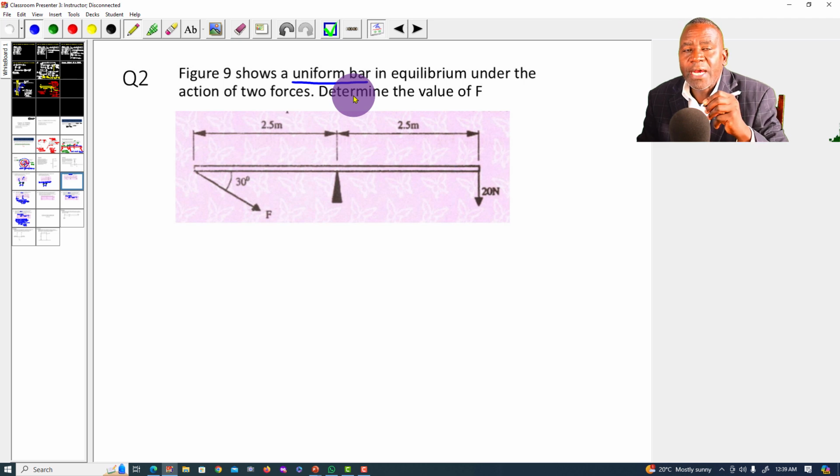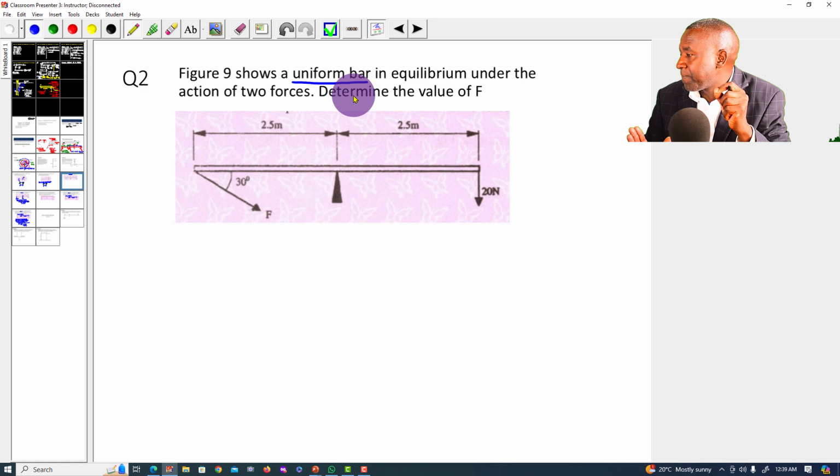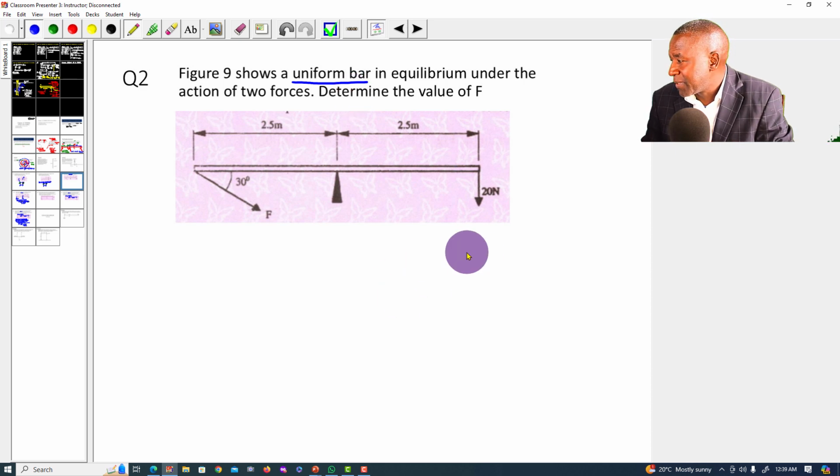When you're given a uniform body, the examiner is trying to tell you that the center of gravity of that body is at its geometrical center. What do we mean by geometrical center? It appears to be like a bar of 5 meters. So if you divide 5 meters by 2, you get 2.5 meters from either end. That is where you get the center of gravity of that particular object.